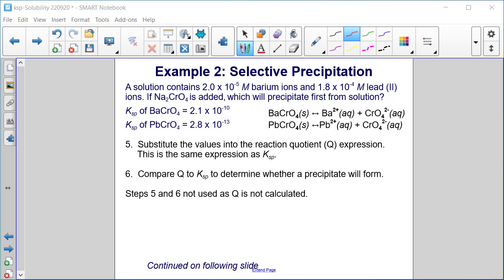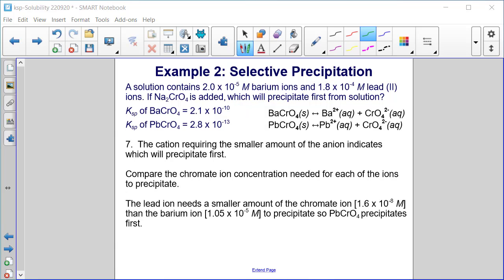The reason that we did that is because we used our given Ksp values to calculate it. And we know that Ksp is equal to Q at equilibrium when the solution is fully saturated, and that adding any more than that, the compound will begin precipitating out.